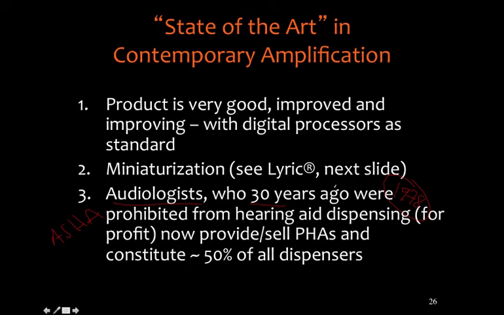This case by these engineers went to the Supreme Court of the United States. The Supreme Court sided with the engineers, not with the professional association, and said, of course you should be able to do both things. Based on that, the code of ethics of ASHA had to give way to the law of the United States. And at that point, audiologists could dispense hearing aids for profit.